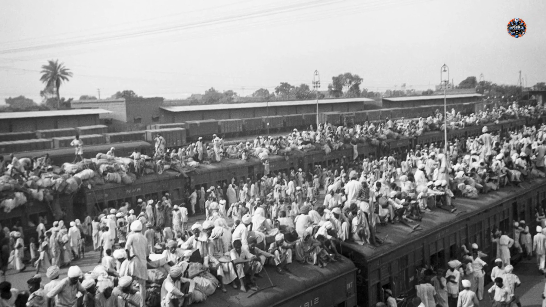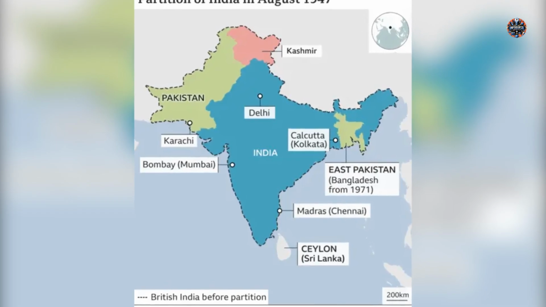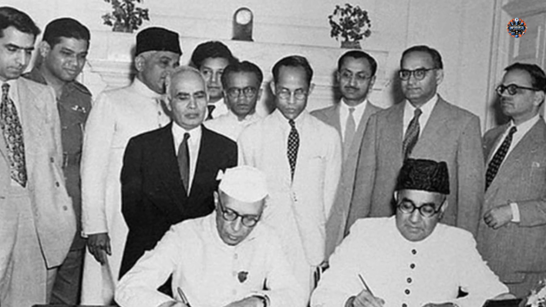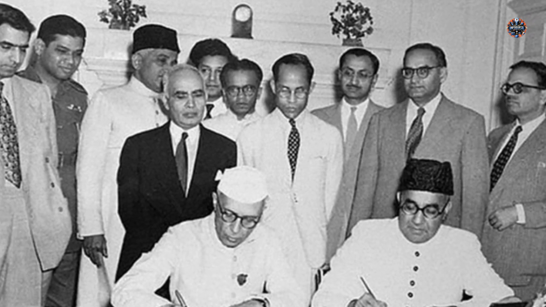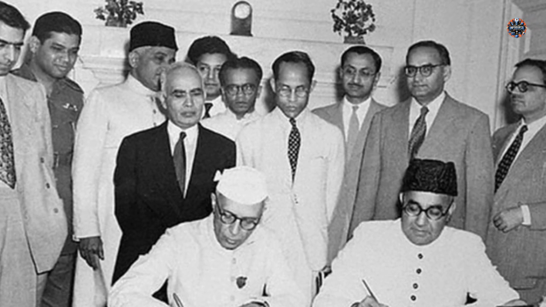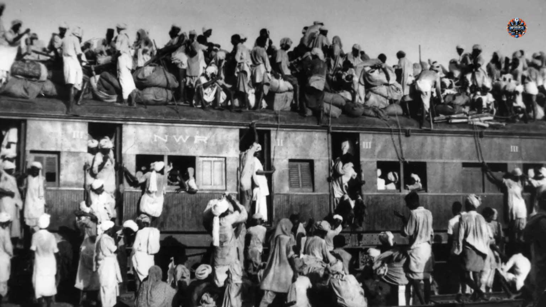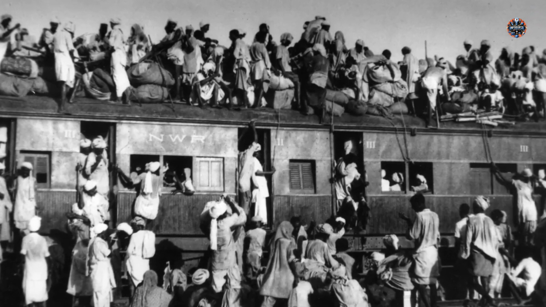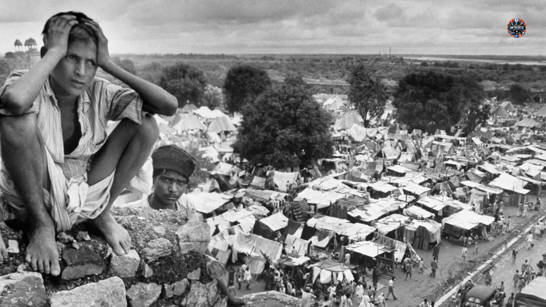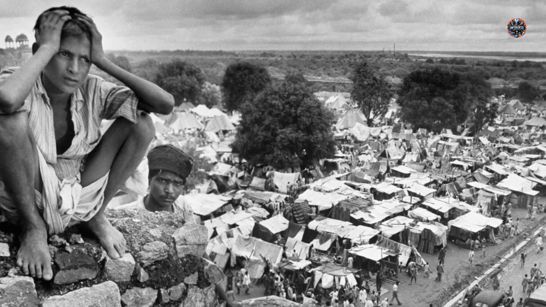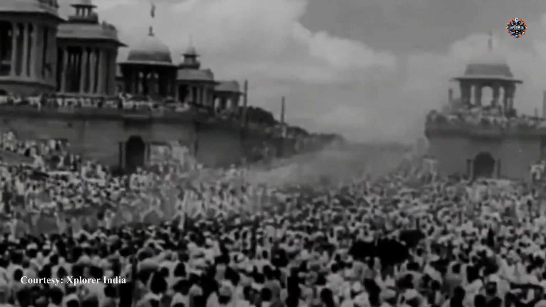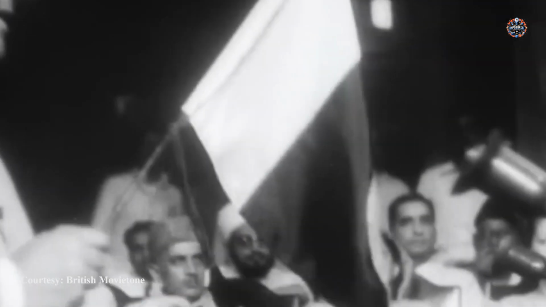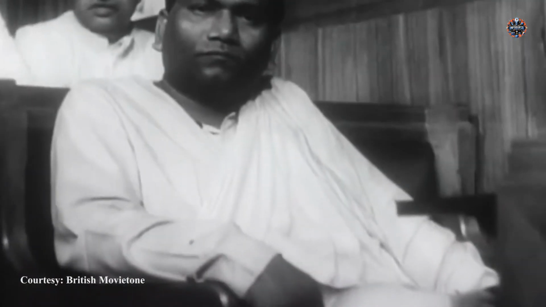The culmination of these efforts came in 1947, with the end of British rule and the partition of India and Pakistan. The decision to partition was based on the idea that creating separate nations for Hindus and Muslims would quell religious violence. However, the partition led to one of the largest and most tragic migrations in history, with millions displaced and hundreds of thousands killed in the ensuing communal violence. Despite the chaos, India finally achieved independence on August 15, 1947, followed by Pakistan on August 14, 1947.